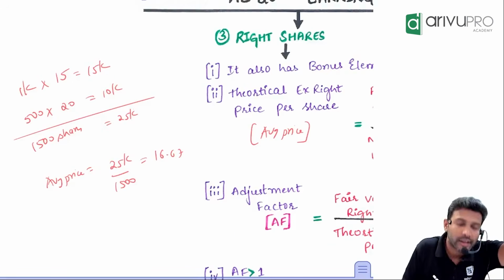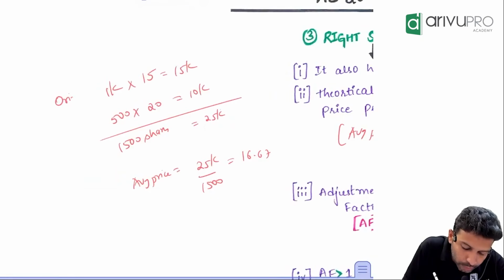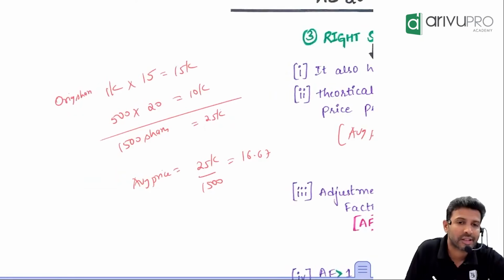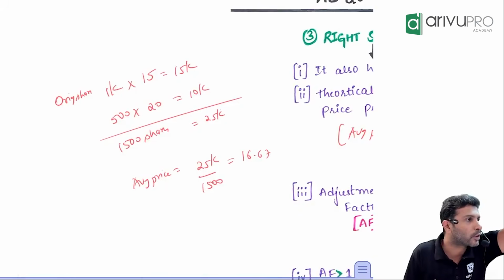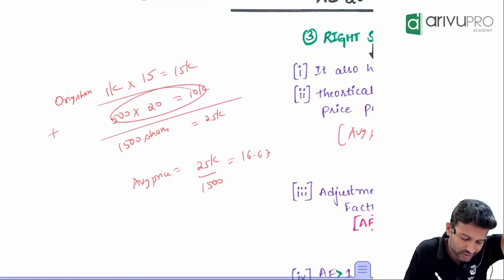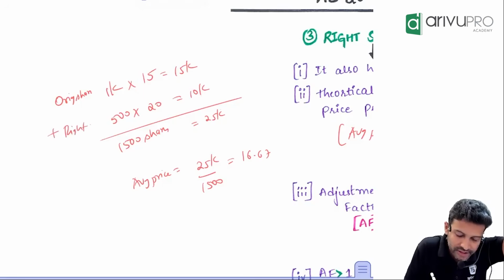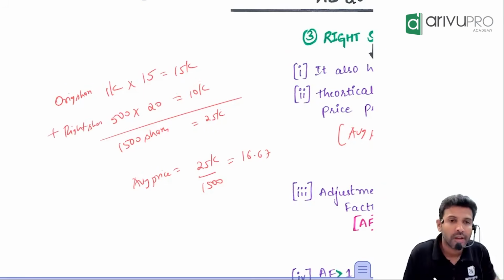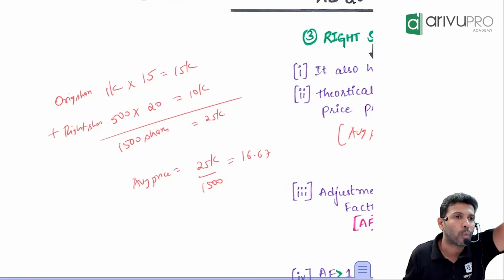15 plus 10. How did you get 15? This is the value of which shares? Original shares. That's your numerator. First, you have to take the value of the original shares. To this, what do we add? Right shares. The number of right shares or the value of right shares? The numerator is simply the value of original shares plus value of right shares.